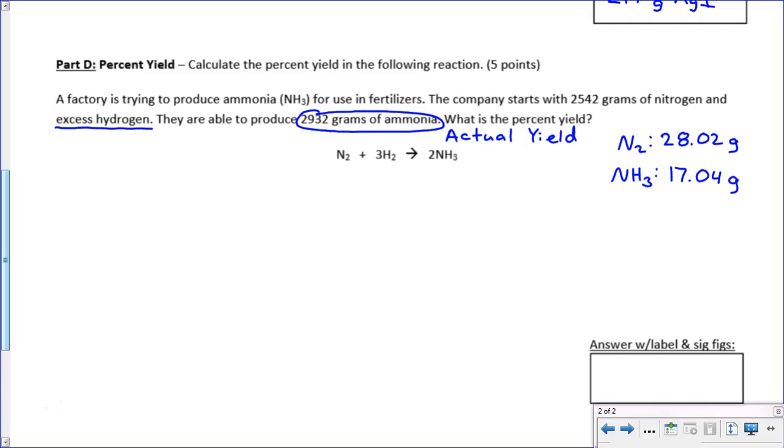Then what we're going to do is start with the amount of nitrogen that they give us. That's 25.42 grams of nitrogen, 2,542 grams of N2. And we're going to try and get to grams of NH3 that we would produce. First, we have to go from grams of N2 to moles of N2. So we know that there are 28.02 grams of N2 in 1 mole of N2.